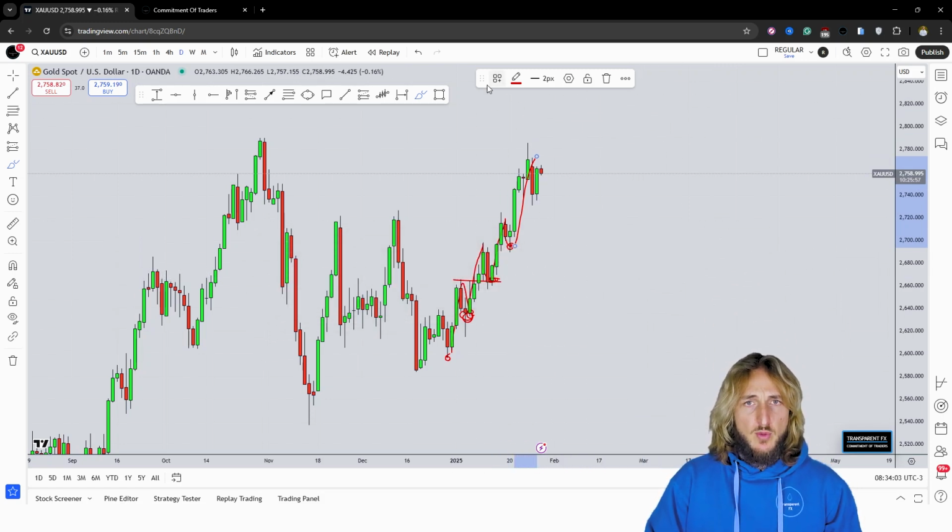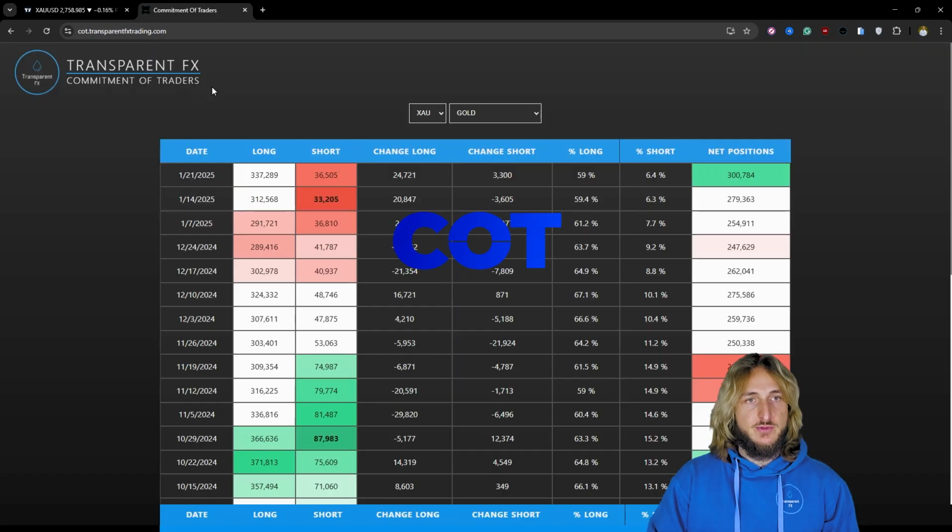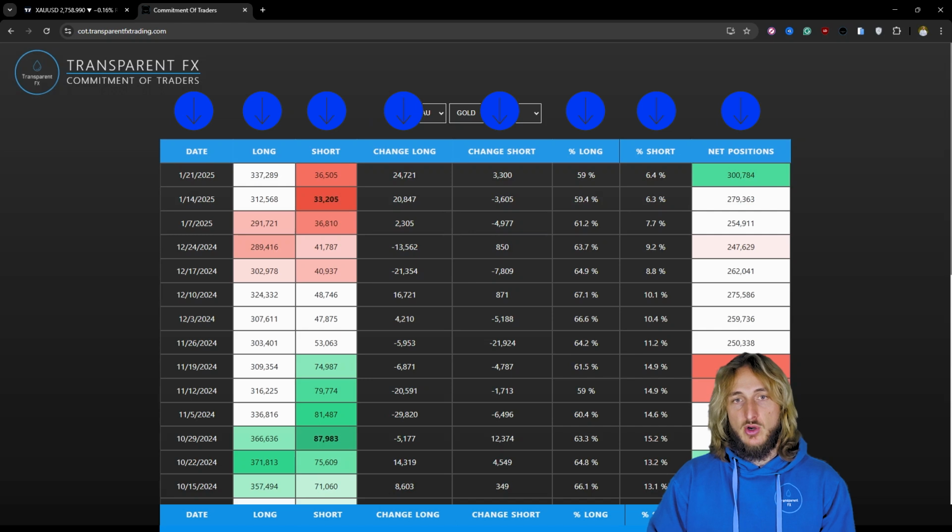But at the moment, what kind of structure do we have? Well, before we dig deeper into what we have here from a daily perspective, first, let's see what we have when it comes to the commitment of traders. So what the big players in the market are doing precisely on gold.